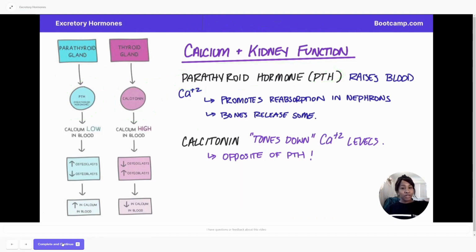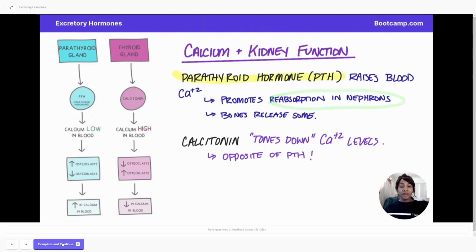So calcium is really important for certain cellular processes, and there are times where we're going to need more calcium in the blood to support those cellular processes. So in these situations, we're going to have PTH release. And what PTH does is that it's going to raise blood calcium levels. The way that it accomplishes this does involve the kidney. So the very first way that we get calcium back into the blood is that we get it reabsorbed in the nephrons of our kidneys.